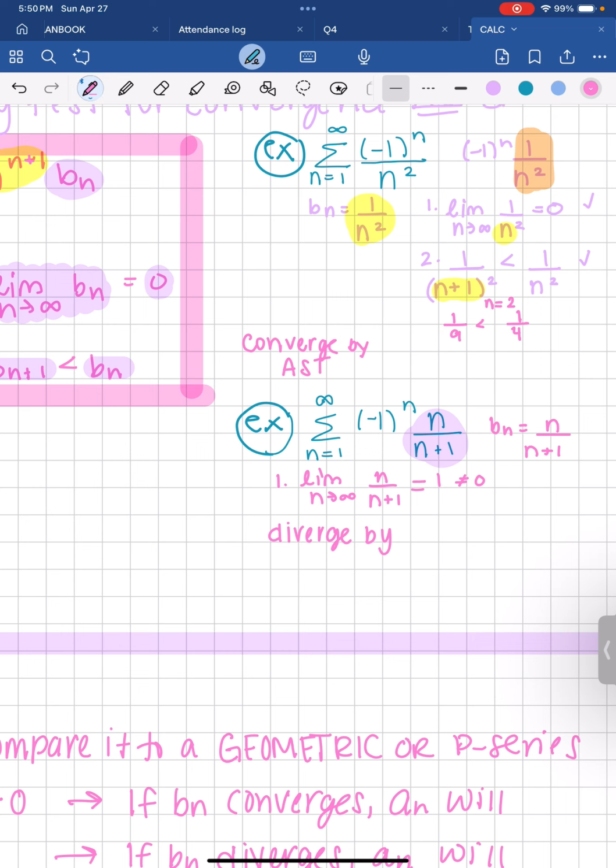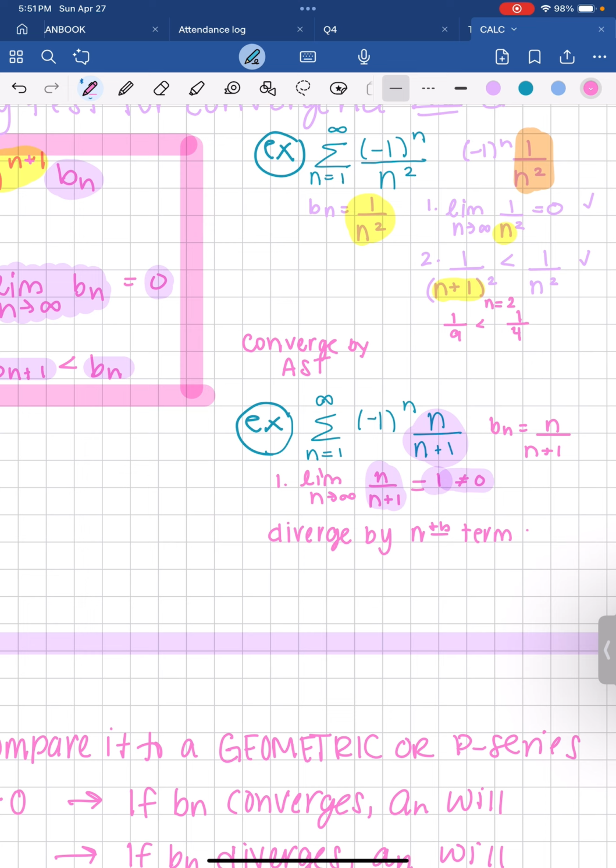Sorry, did I just say we can't say we are divergent by the AST? I got ahead of myself there. So back it up here. If we take the limit as n approaches infinity of this, we see that it's equal to 1. That's bad. I want it to equal 0. It doesn't equal 0. We cannot say we diverge by the AST. We have to jump and say we diverge by the nth term test.